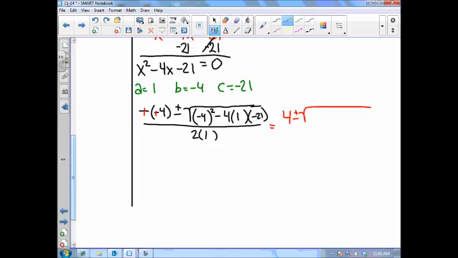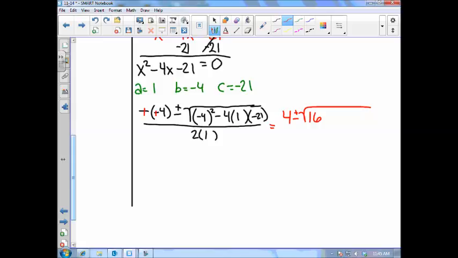Okay? Underneath the square root, when we simplify it, that's where the discriminant comes in. Maybe you heard in the song the word discriminant, and the discriminant tells us what it's all about. So what's negative 4 squared? 16. That's why we have to have those parentheses, otherwise we would get negative 16.